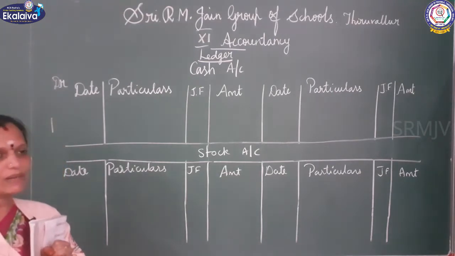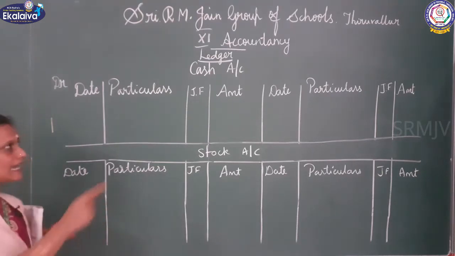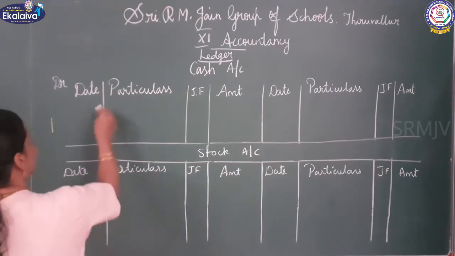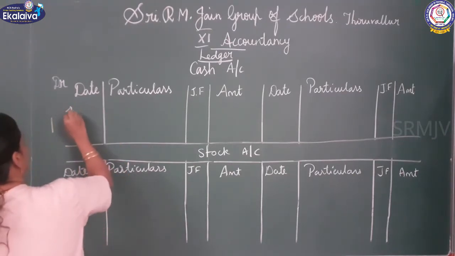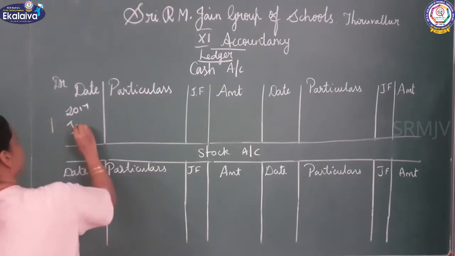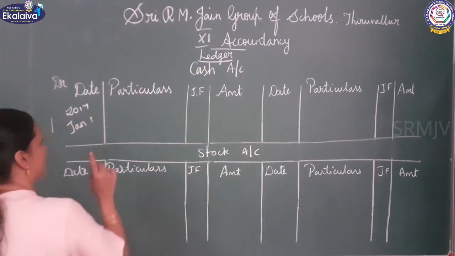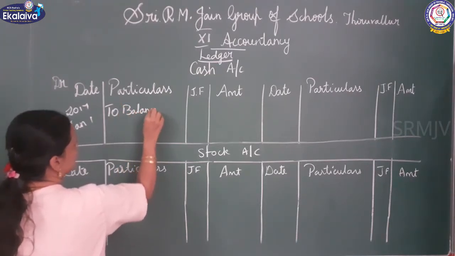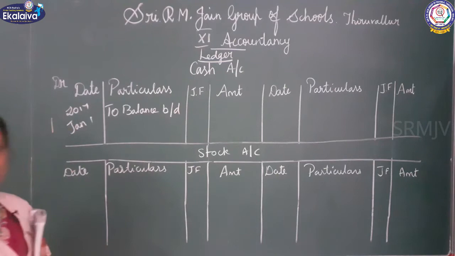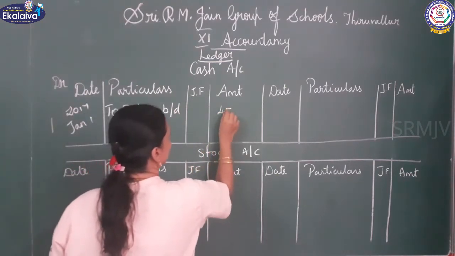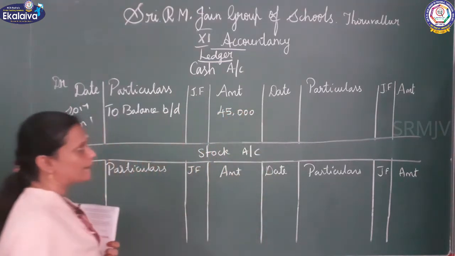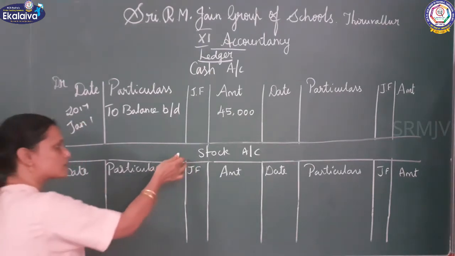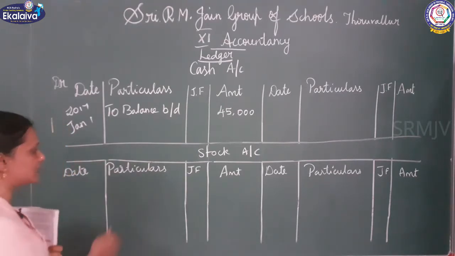Okay, so first, cash is an asset, so the opening balance will come on the debit side. Here what you should write: 2017 January 1st, opening balance, to balance brought down, you have to write brought down. So 45,000. And then again stock is also an asset, so the opening balance should come on the debit side.